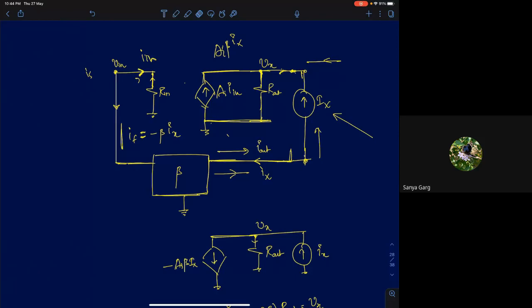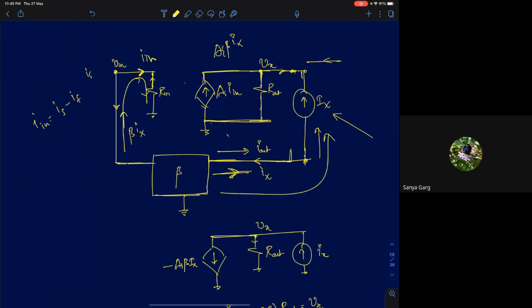I mean, I can just go ahead with the previous assumption. So I'm injecting a current Ix in this direction. So IF will be beta times Ix in this direction. Beta times Ix flows through Rn. See, your In is given by Is minus If. Okay. So that's why in this example, you can directly see that I have reversed the direction of Ix. Ix is now flowing in this direction.